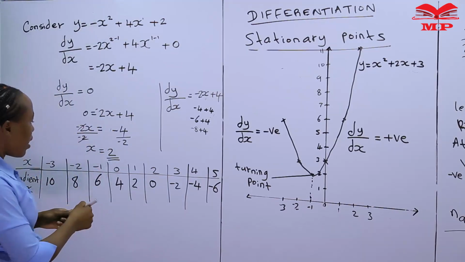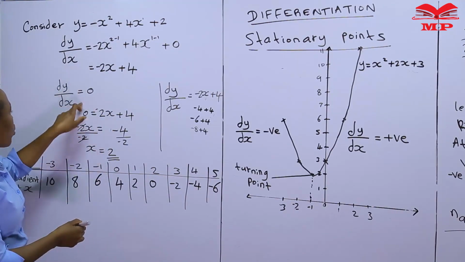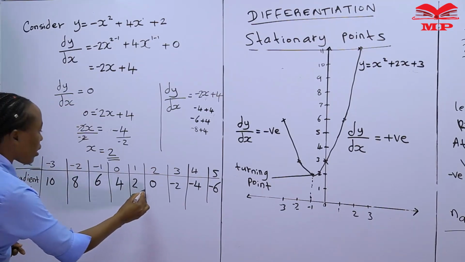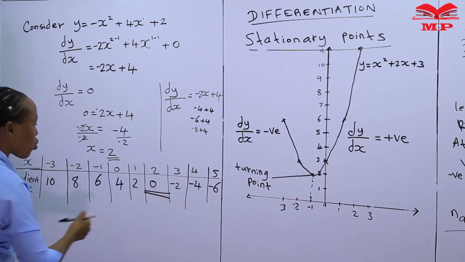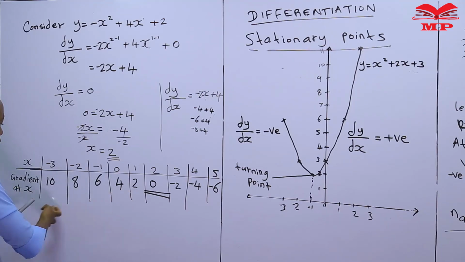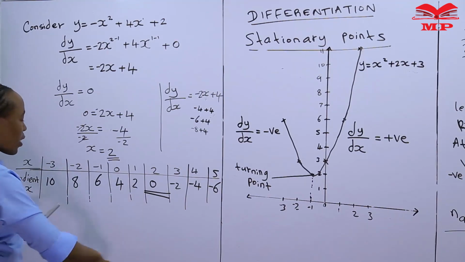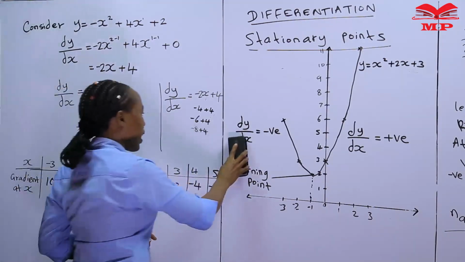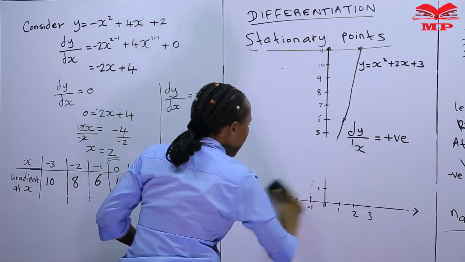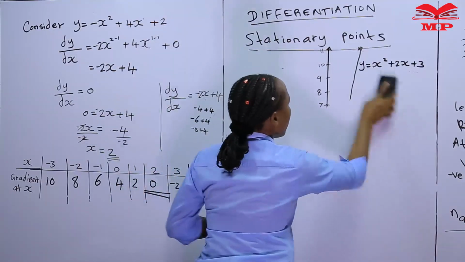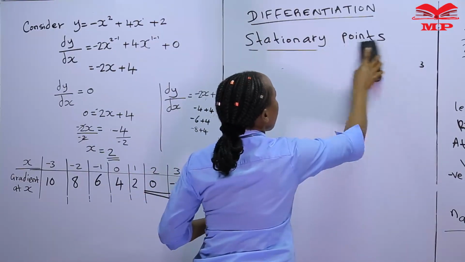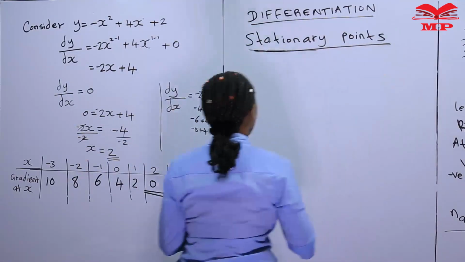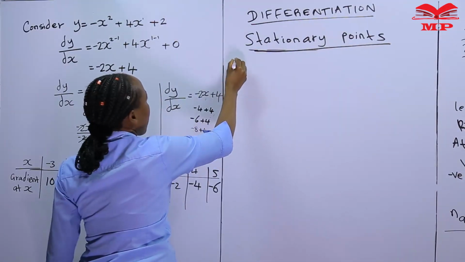So we can see our stationary point whereby the gradient is 0. It is at this point where x is 2. So on this side we can see all of these values are positive and then we have negative. So I would like us to plot the graph so that we can see clearly what's happening. So we need to plot this curve and get to know the nature of the stationary point. So we'll have the values of x.